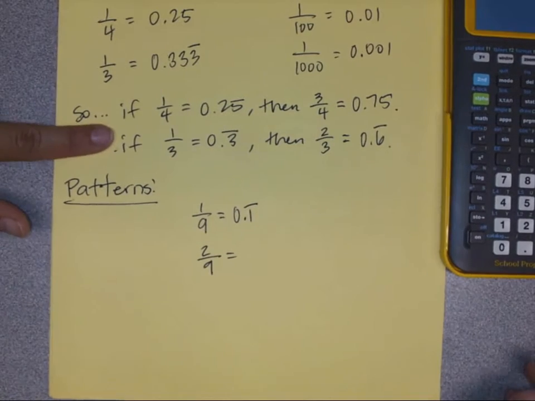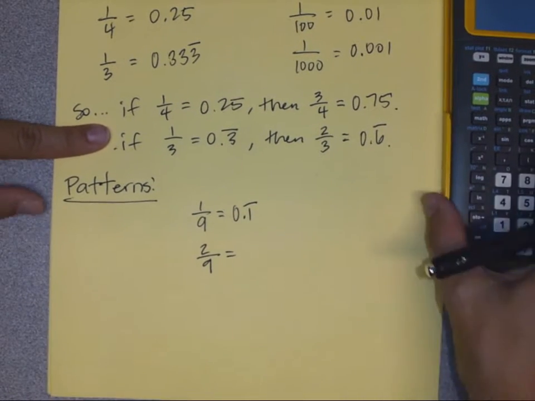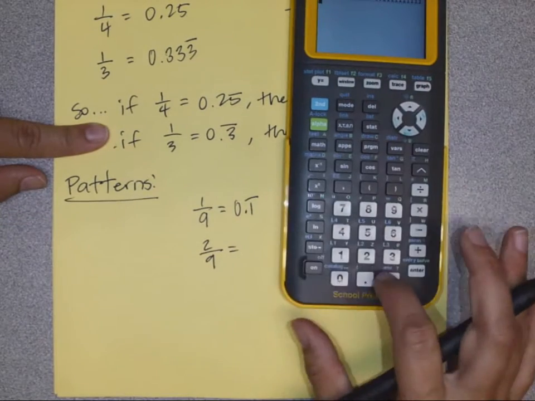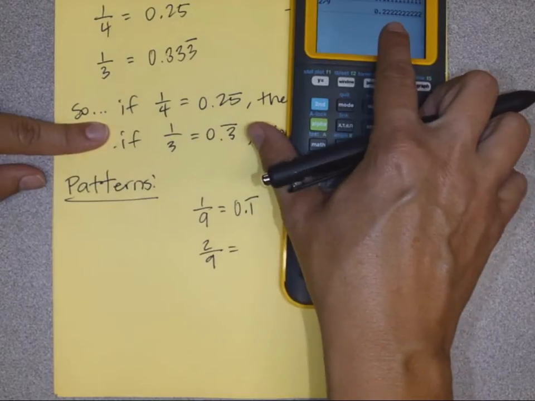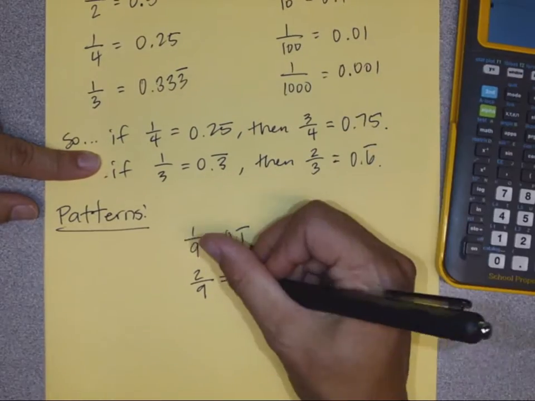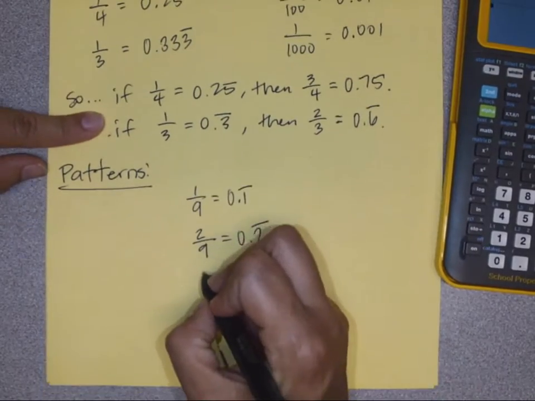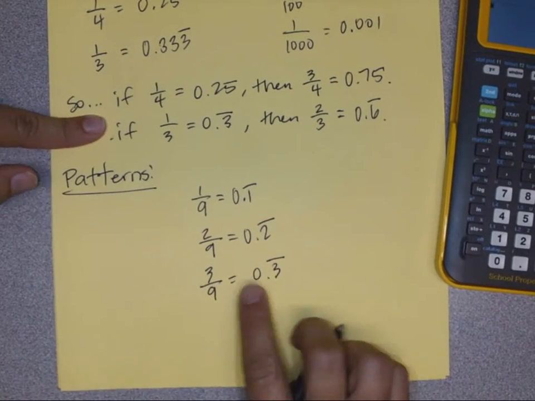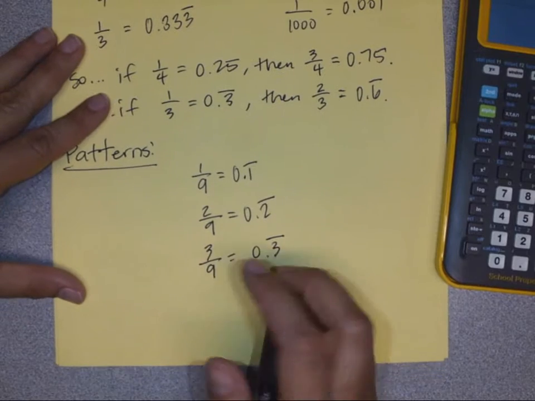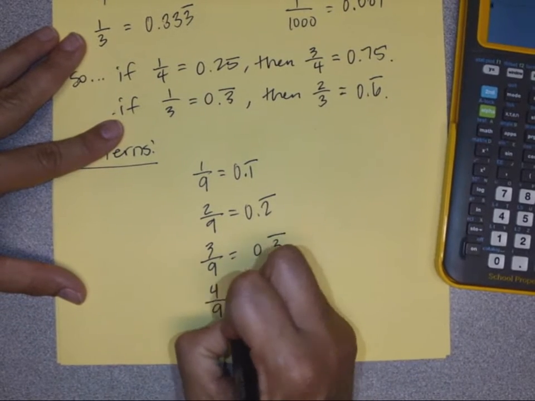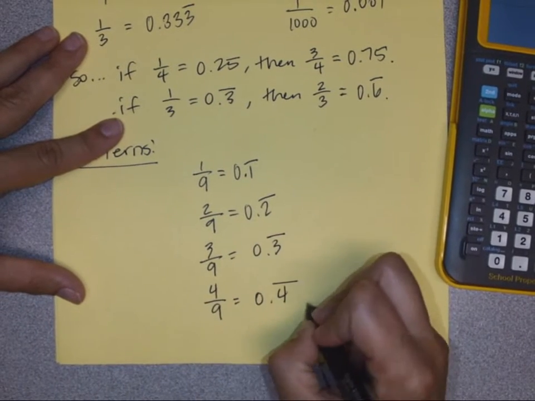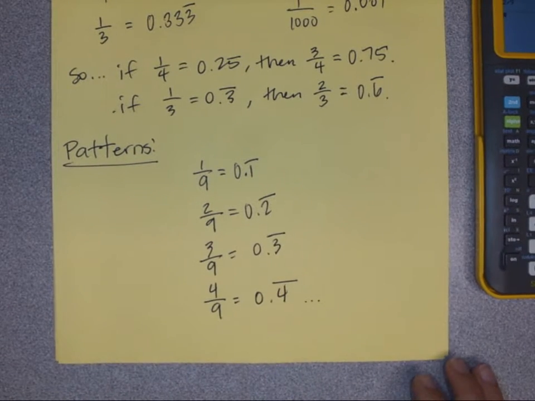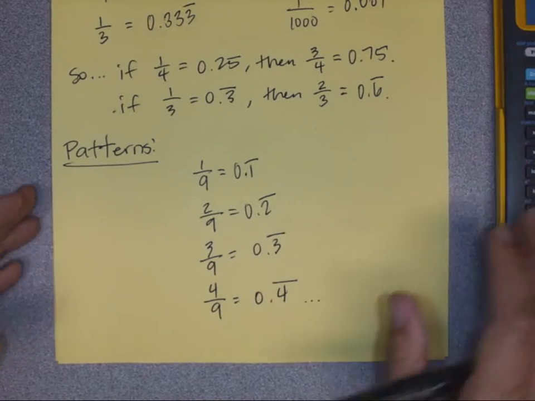For 2/9, we can use this idea to come up with the next one, or you could use your calculator, either way. 2/9 is 2 sets of this added together, so that would be 0.2 repeating. 3/9 would be 0.3 repeating, and that should kind of make sense because 3/9 reduces to 1/3. 4/9 would be 0.4 repeating, so on and so forth. 5/9 would be 0.5 repeating, so on and so forth. So that's one pattern.